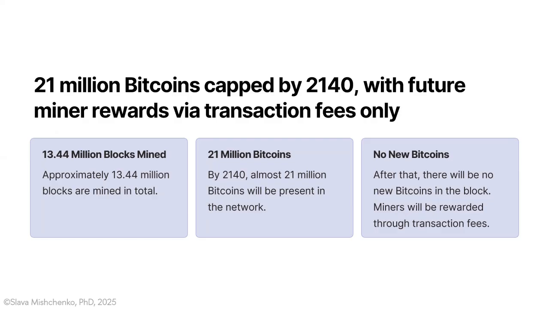For example, when I explain this, I usually emphasize how this creates a perfectly predictable supply curve. Something that's never been possible with any other form of money in human history. And this predictability combined with absolute scarcity, in my opinion, makes Bitcoin a fascinating experiment in monetary economics.